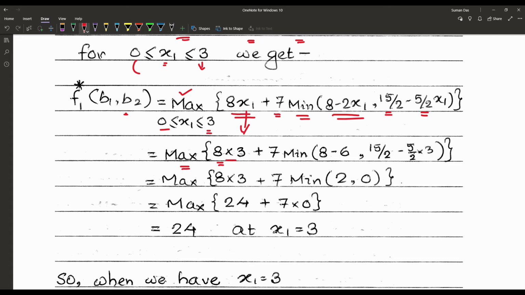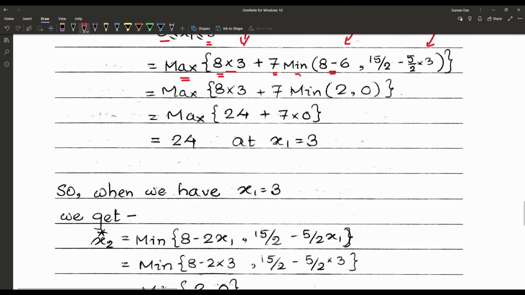Putting the value of x1 as 3, that is 8 into 3 plus 7 into the minimum of 8 minus 6 comma 15 by 2 minus 5 by 2 times 3. So we have 8 into 3 plus 7 into the minimum of 2 and 0. The minimum is 0, so 7 into 0 is 0. So that is 24 plus 0, or 24, at x1 equal to 3.